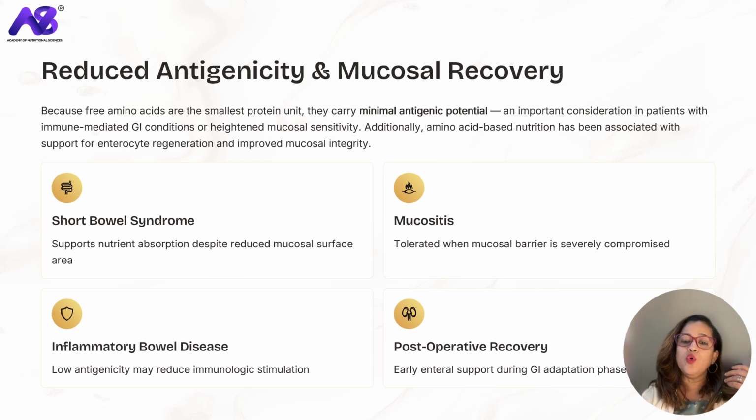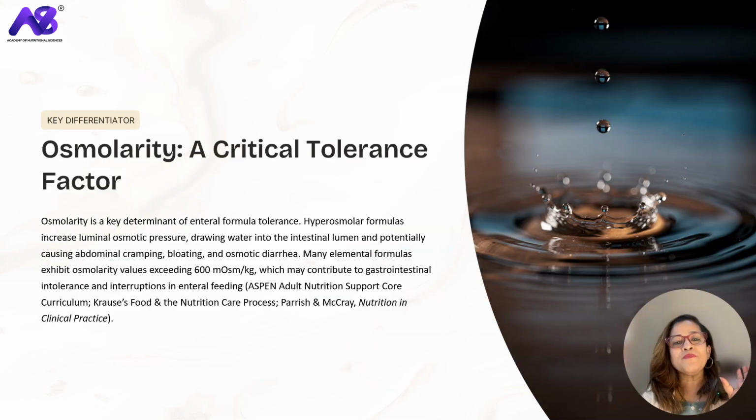Those are the people who would be a good candidate for getting these elemental nutrition or amino acids. The differentiating factor, what I would say, is the osmolarity, which is a key determinant of any enteral formula tolerance. So hyperosmolar formulas increase the luminal osmotic pressure, and they draw water into the intestinal lumen, and they could cause abdominal cramping, bloating, or even in some cases an osmotic diarrhea.